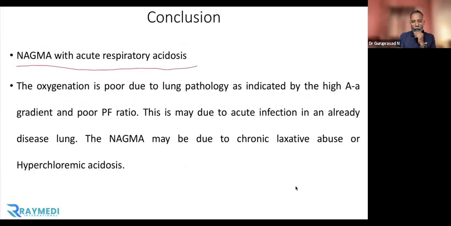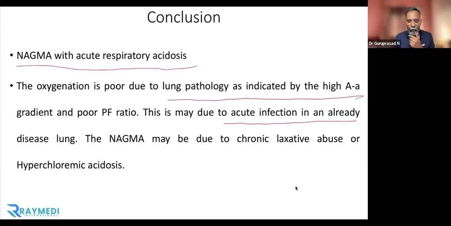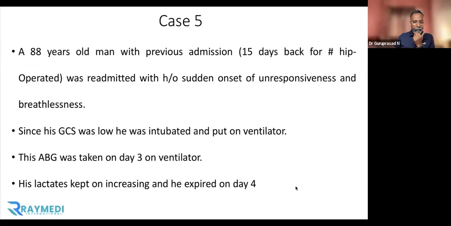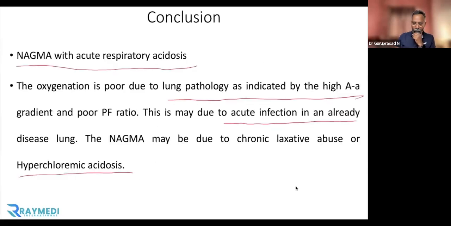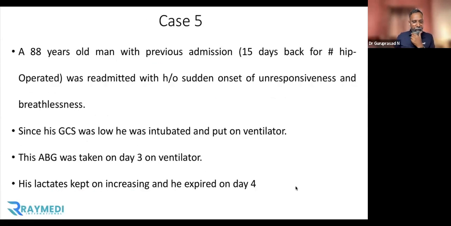The oxygenation is poor, and the AA gradient is high, showing that there is an acute infection in this patient. Probably it is an acute exacerbation of COPD. The NAGMA may be due to chronic laxative abuse or hyperchloremic acidosis. So this patient has both NAGMA and respiratory acidosis. Next, I think I'll take one more example and we will finish up, because too much will be too bad for you.